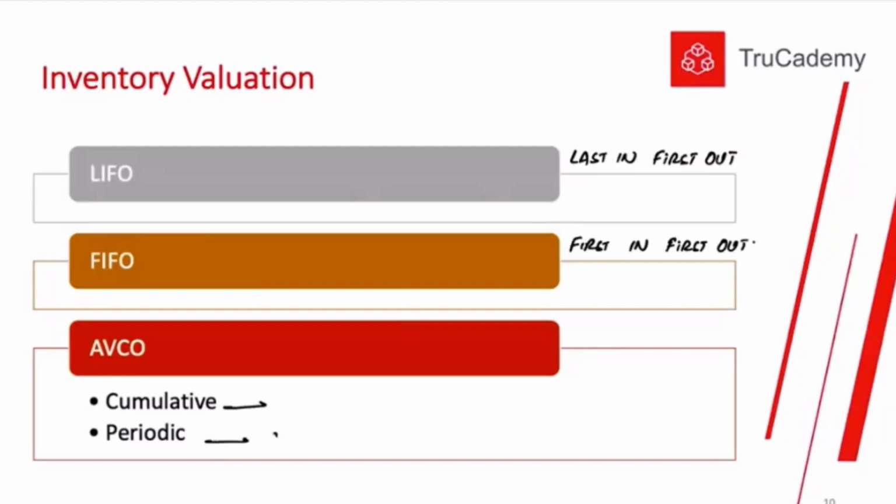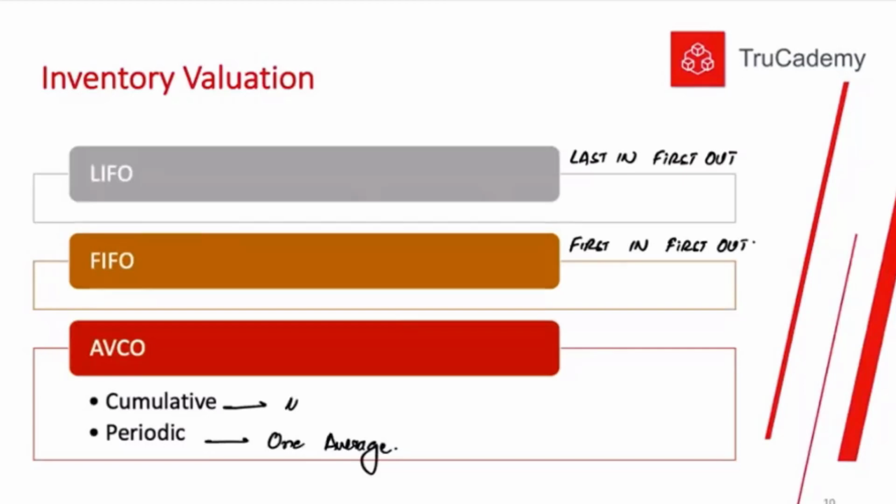Periodic means you will calculate one average for the whole year. And whenever you are going to issue any raw material, that same average price or average cost you will be using every time throughout the period or throughout the year.